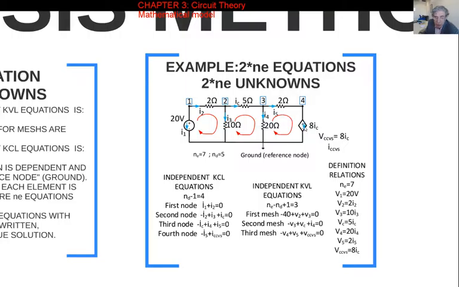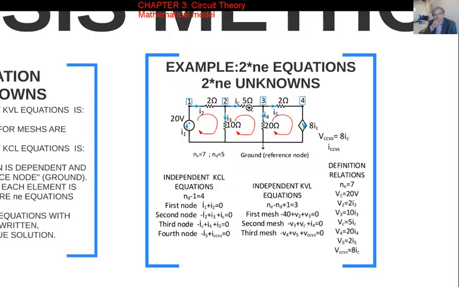This blue current reference is put in by me, so in the original circuit it is not there. In the original circuit I've got the voltage reference. Because of this voltage reference, this is a current controlled voltage dependent source, of which the voltage is equal to 8 times IC. That means this voltage is controlled by this 5 ohm resistor's current.